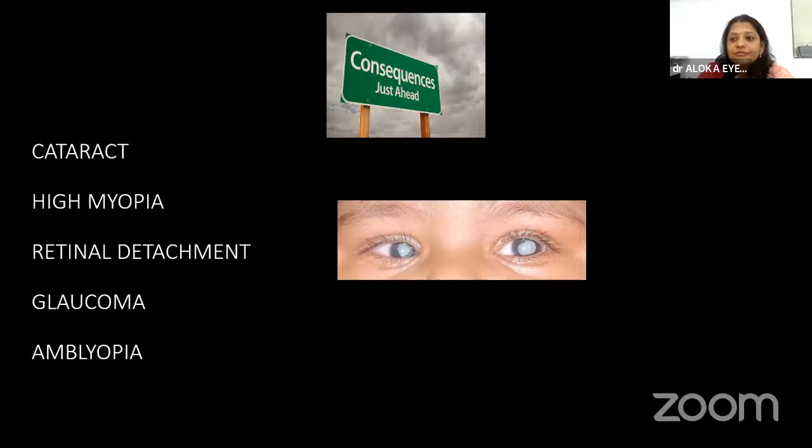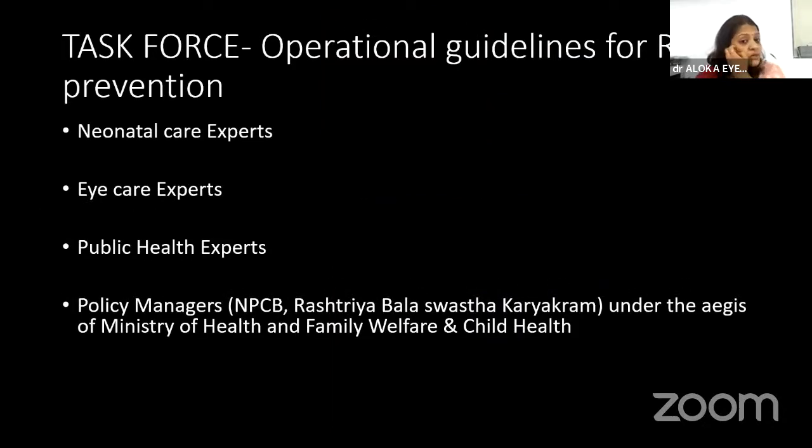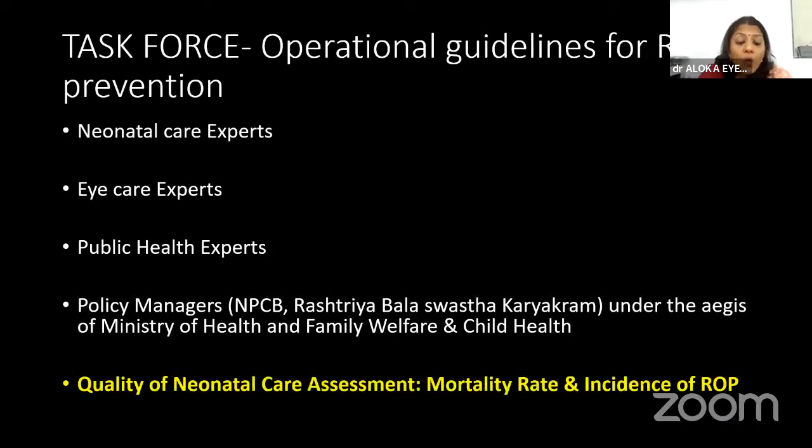Now, what are we looking at if we are not doing the ROP screening, or if we go wrong in this screening and management? We're looking at cataracts, retinal detachments, high myopia, glaucoma, amblyopia, which means lazy eye, and basically a child who is needlessly blind for life. So a task force has been created in India with neonatal care experts, eye care experts, public health experts, and all our policy managers. And quality of NICU is going to be assessed not only by your mortality rates, but also by the incidence of ROP.